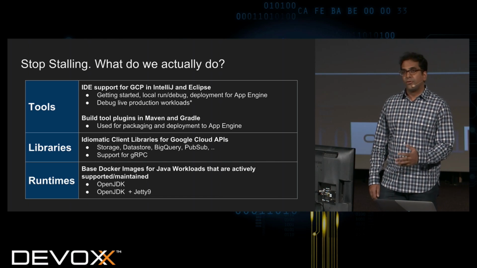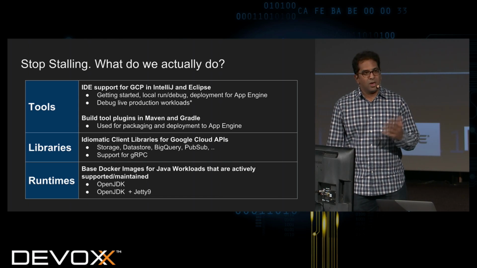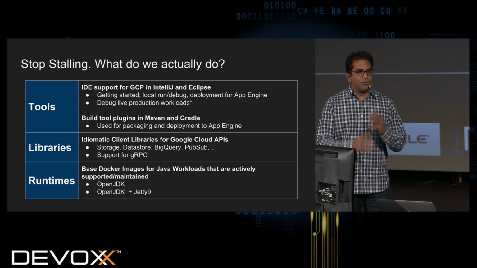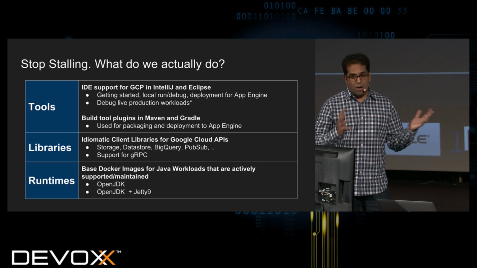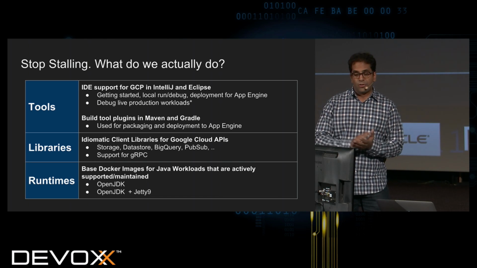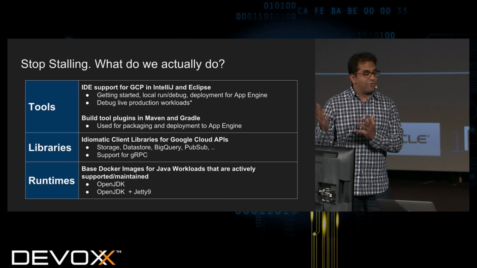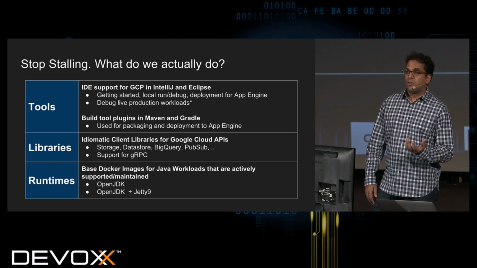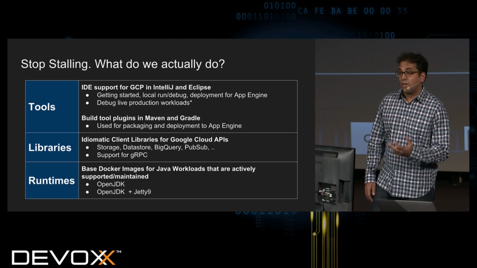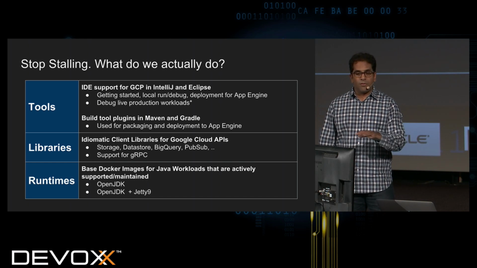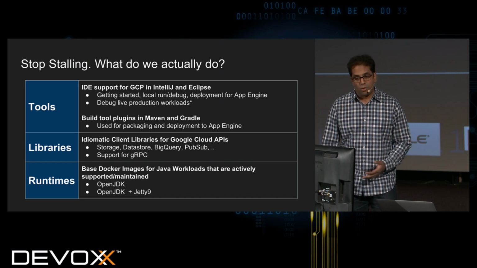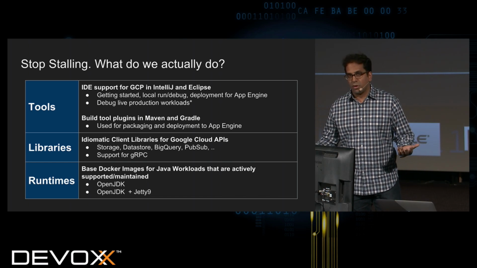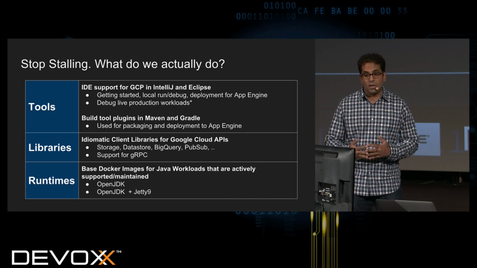We're also doing build tool plugins for Maven and Gradle. These help you package and deploy your application to App Engine. This is where we've been spending our efforts now. And as we move on, we're going to move to more of the features around Kubernetes in the coming year. Another important area is building idiomatic client libraries if you want to use Google Cloud APIs. All these APIs, like Storage, Datastore, BigQuery, and PubSub, are REST APIs, so you can always hit them with HTTP, right?